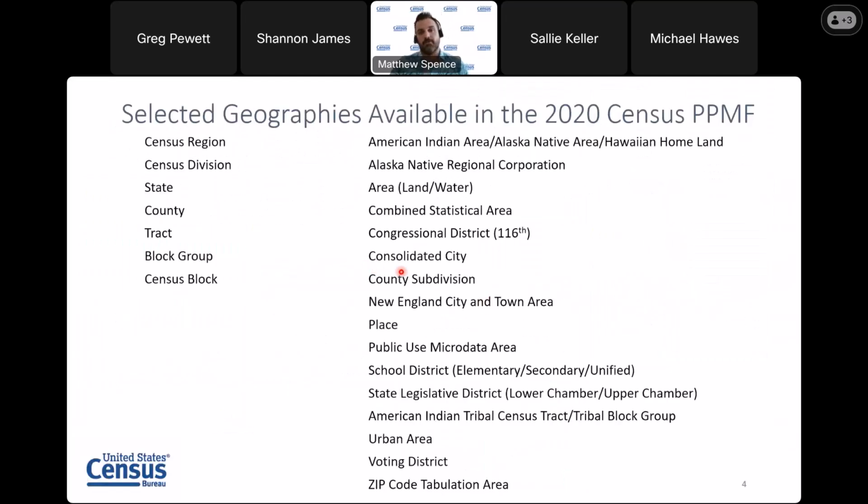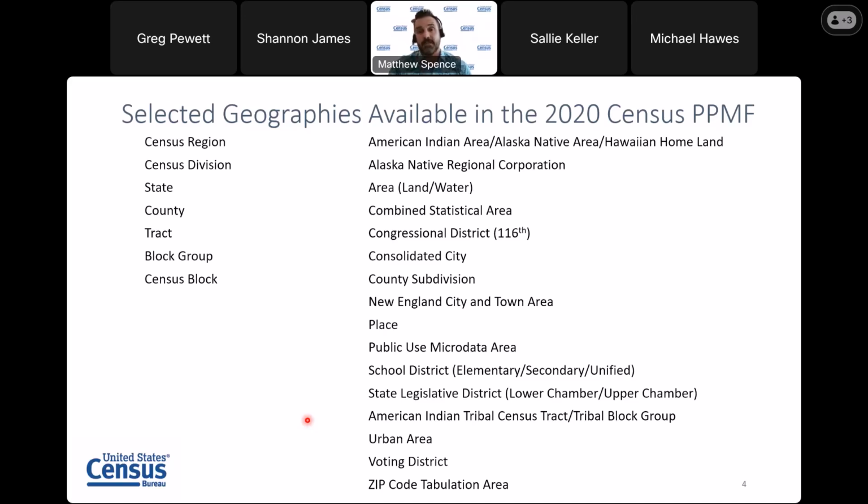if you, for example, wanted to look at the consolidated city of Louisville, and you wanted to calculate the number of people in Louisville, if you calculated that from the PPMF, and if you looked it up on data.census.gov or on our API, those will match. At every level that we publish, those will match. So that's a very nice thing.